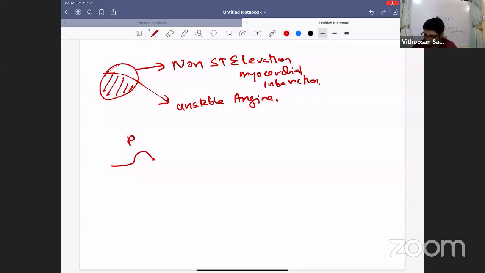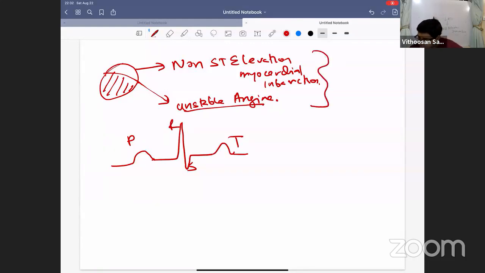This is the P wave. This is your R wave, S wave. This is a T wave. This is a normal ECG. So what will happen in these people is ST elevation myocardial infarction. There was an ST elevation.